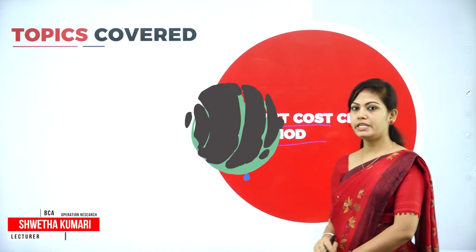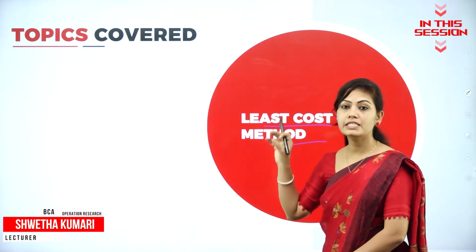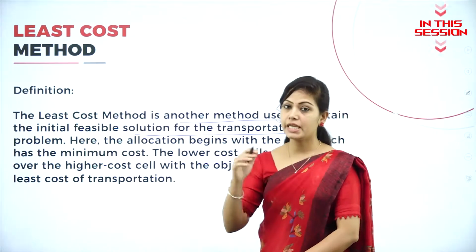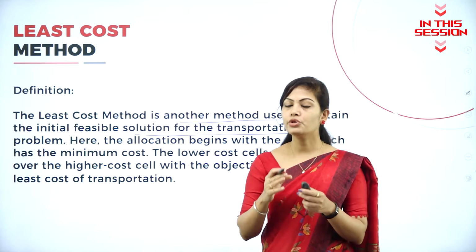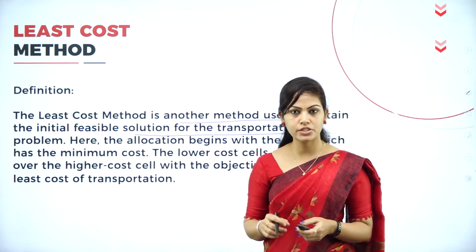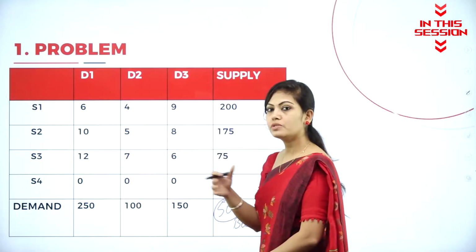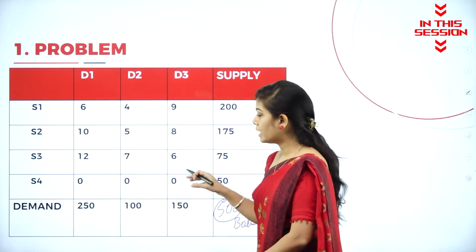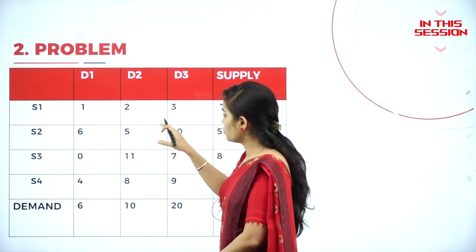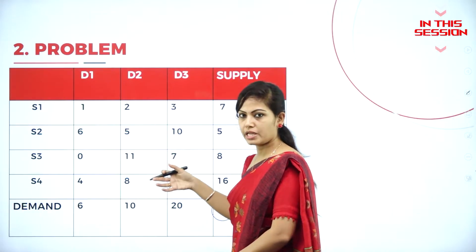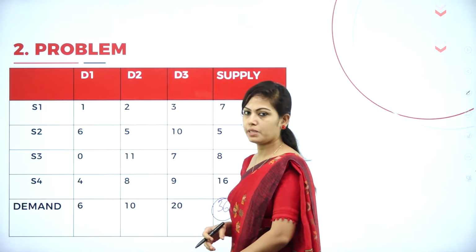The name itself indicates you have to select the least cost in your cells. In least cost method also, you have to find the basic initial feasible solution. How to select the values here? Least value is 0. So if you get any two same variables, you can select any one variable.